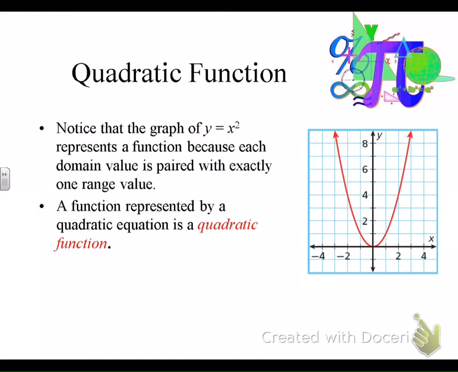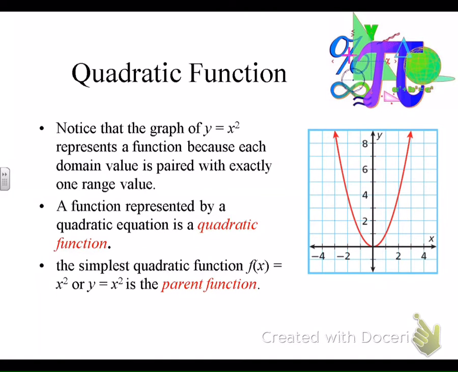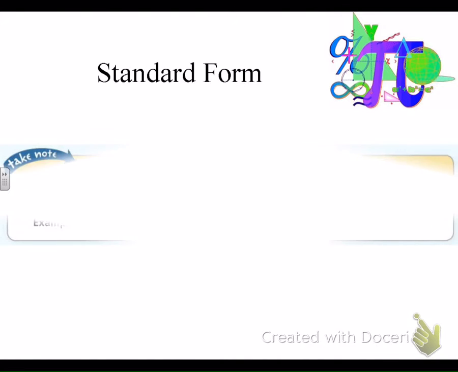It represents a function because each domain value is paired with one y value, and it is represented by the quadratic equation, therefore it is a quadratic function. And the simplest quadratic function, f of x equals x squared, or y equals x squared, is known as the parent function. This red graph that you have here is the parent function because it is the graph of y equals x squared.